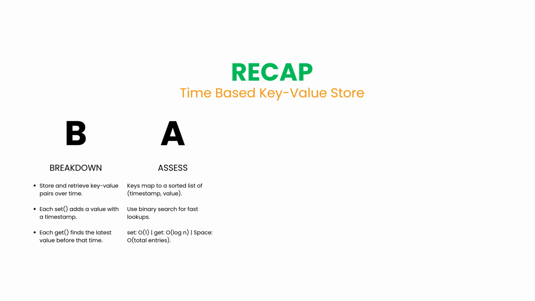Assess recap. A naive way would be to scan backward through all stored timestamps each time we call get, but that's too slow. Since timestamps for each key are always added in non-decreasing order, we realized we could use binary search to find the correct version efficiently. That gives us a clean O(log n) lookup instead of O(n).